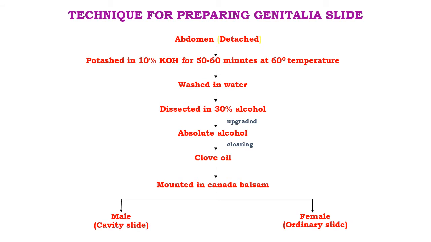In the case of butterflies or moths, the female slides are normally mounted on the flat slides that we usually use. But in males, since the male genitalia are rounded in shape, it becomes difficult to mount a cover slip on the slide. So there are special cavity slides available, and we use cavity slides for mounting the male genitalia.